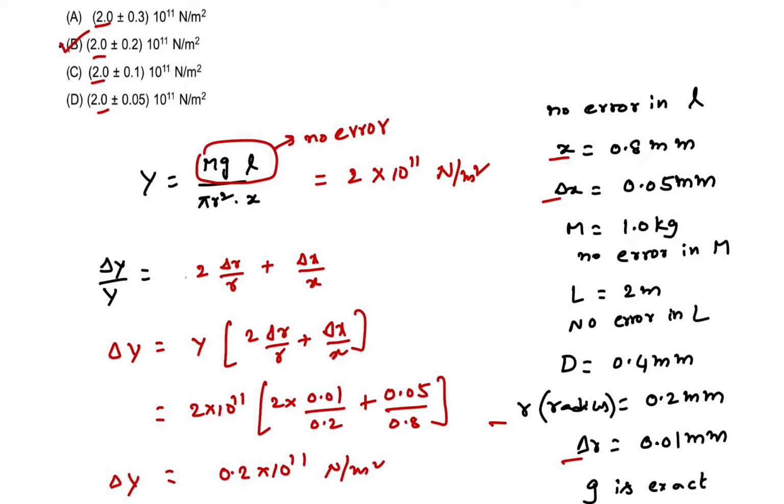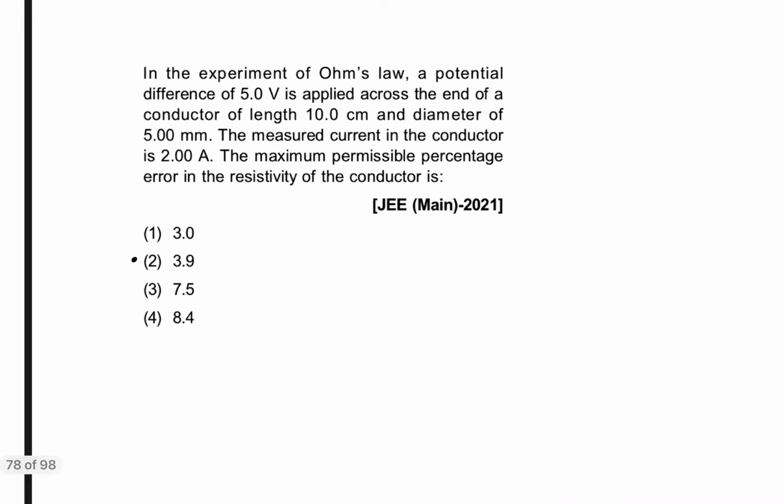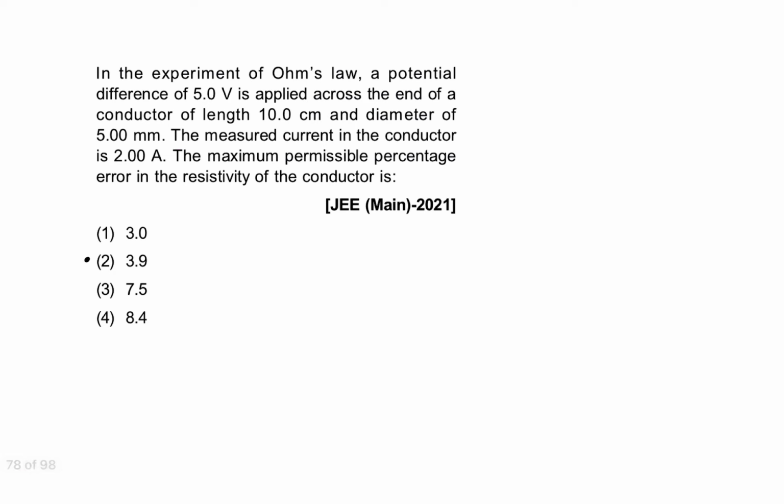You calculate this, approximately you will get the value 0.2 into 10 to the power of 11 Newton per meter square. This is the delta y value. So they are asking y plus or minus delta y value, which is this second option. Okay, they are asking delta y value. Observe this carefully.